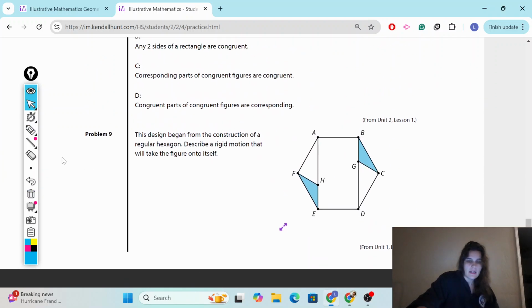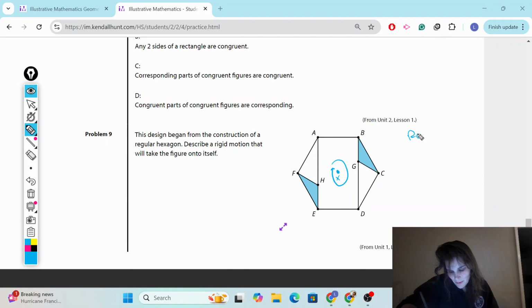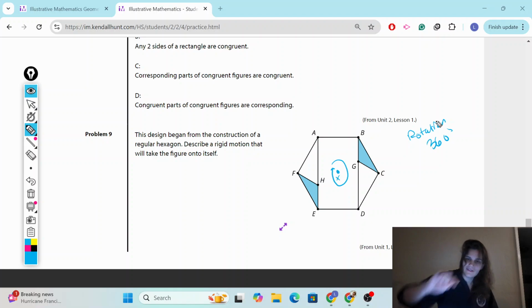Problem number 9. The design began from the construction of a regular hexagon. Describe a rigid motion that will take the figure onto itself. I'm going to use a cheat method. It's my favorite one. We're going to make a point smack in the middle. Rotate it 360 degrees any direction, and it's going to line up. So a rotation of 360 degrees. That's literally spin all the way around back on itself.